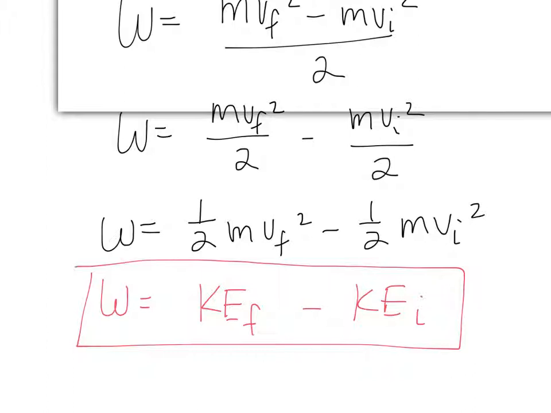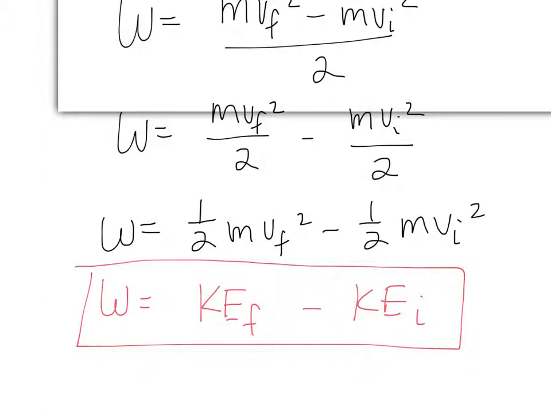Do me a favor, look at your formula sheet real quick. Open your formula sheet on your Google Doc, please, and go ahead and take a look at the work kinetic energy theorem. How did I write it on there? It's on the left side. It's probably right after the kinetic energy definition. Okay, there it is. It's the third thing down in the third section there.